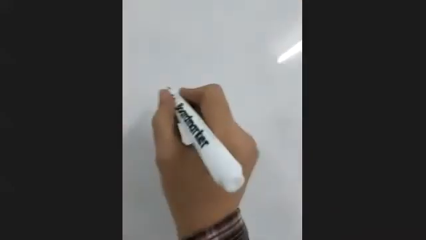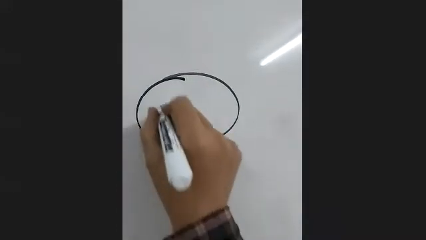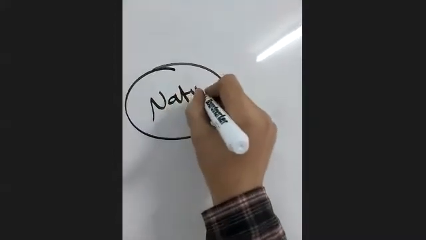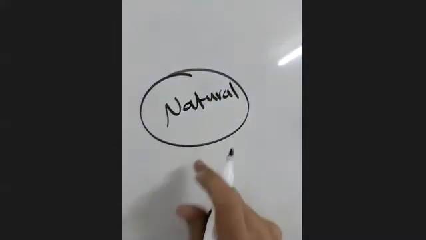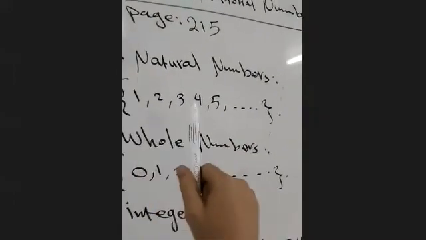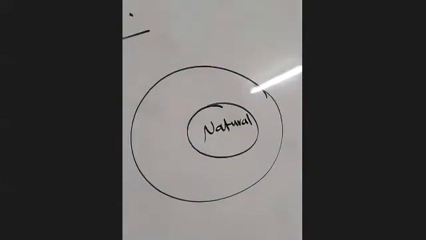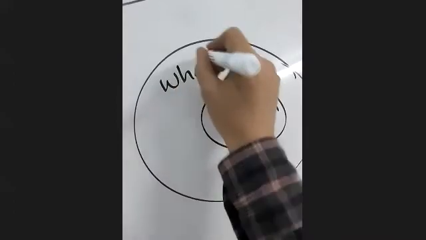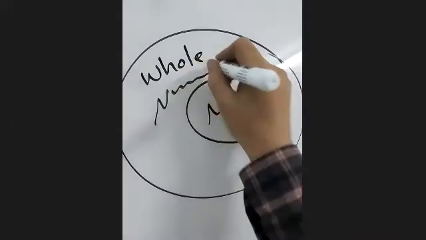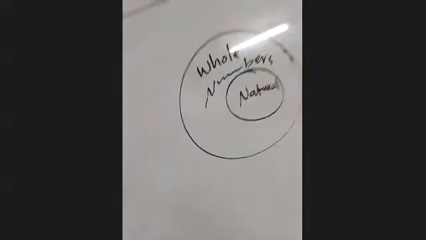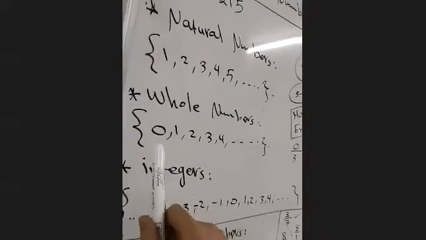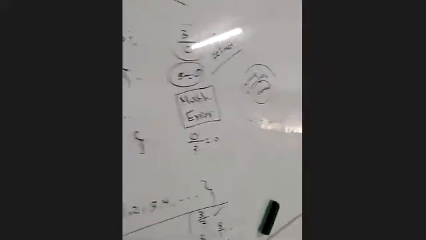So on the board, guys, look here. The smallest group of numbers is the natural numbers. What are the natural numbers? Here are the natural numbers: 1, 2, 3, 4, 5, forever. Bigger than the natural numbers are the whole numbers. What are the whole numbers? It is 0 and 1, 2, 3, 4.